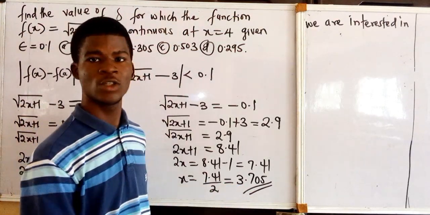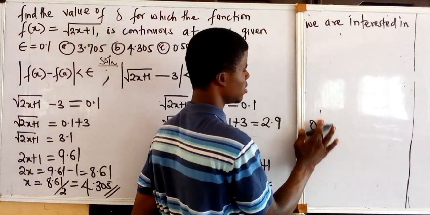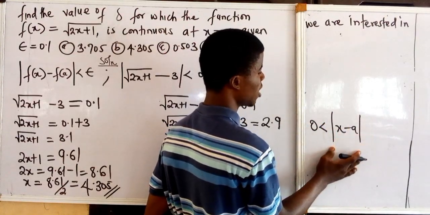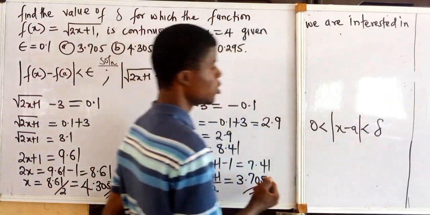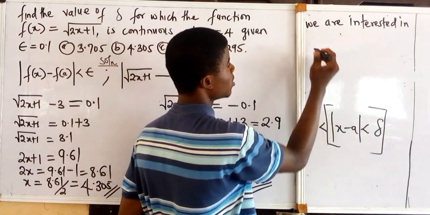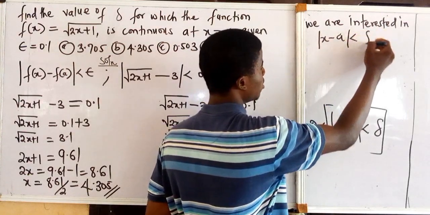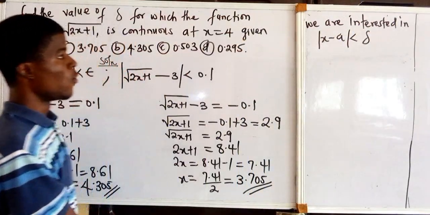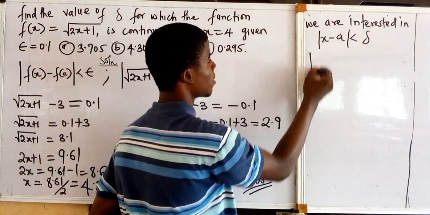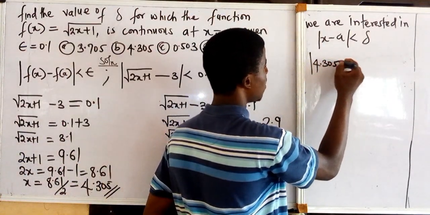Having gotten these two values, remember in the definition of limit I said 0 is less than the modulus of x minus a, and the modulus of x minus a is less than delta. So what we're interested in is this very interval. So we're interested in the modulus of x minus a less than delta. So first of all, when x is 4.305, let's see what the value of delta will be. X is 4.305. The modulus of 4.305 minus a.